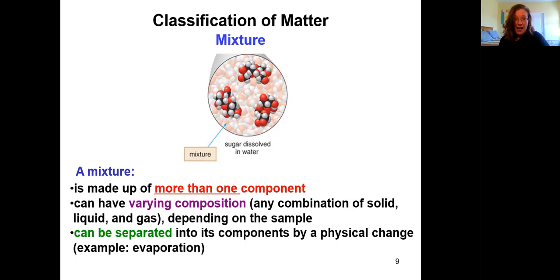These mixtures can be separated into components by a physical change. So in this case, when I have sugar dissolved in water, well, we can evaporate the water, collect it in another container, and the sugar will remain behind. Now I have physically separated those two components of the mixture. I didn't have to do any sort of chemical reaction to do that.